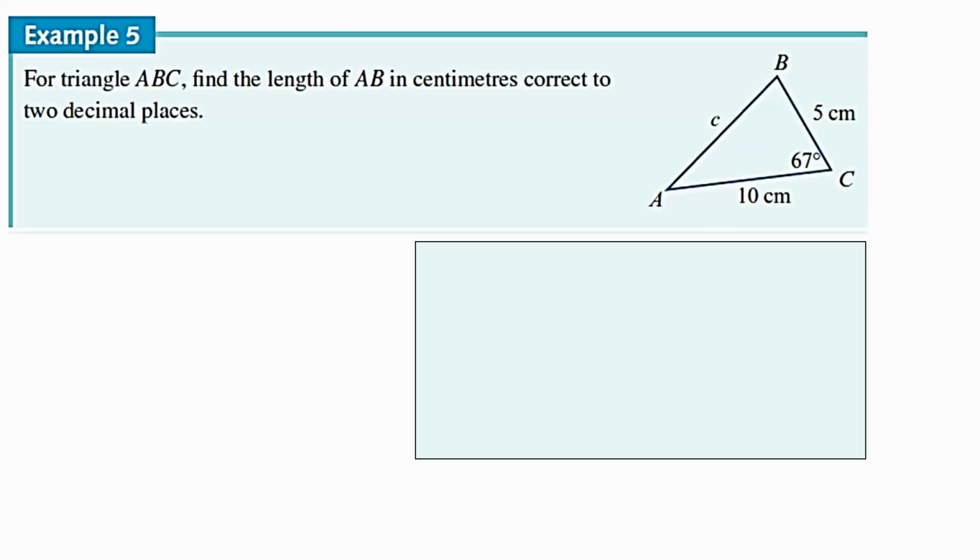Let's have a look at this one. Again, how do I know it's cosine? Notice the two sides, 5 and 10, are right next to each other, they're adjacent, and you've got an angle in between them. So immediately in your head, you should be thinking cosine rule.